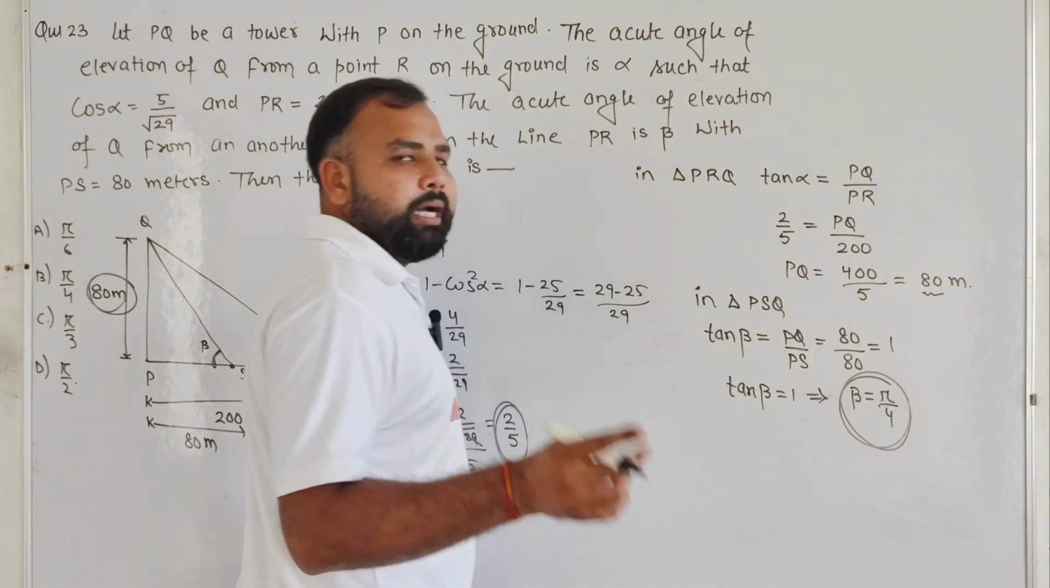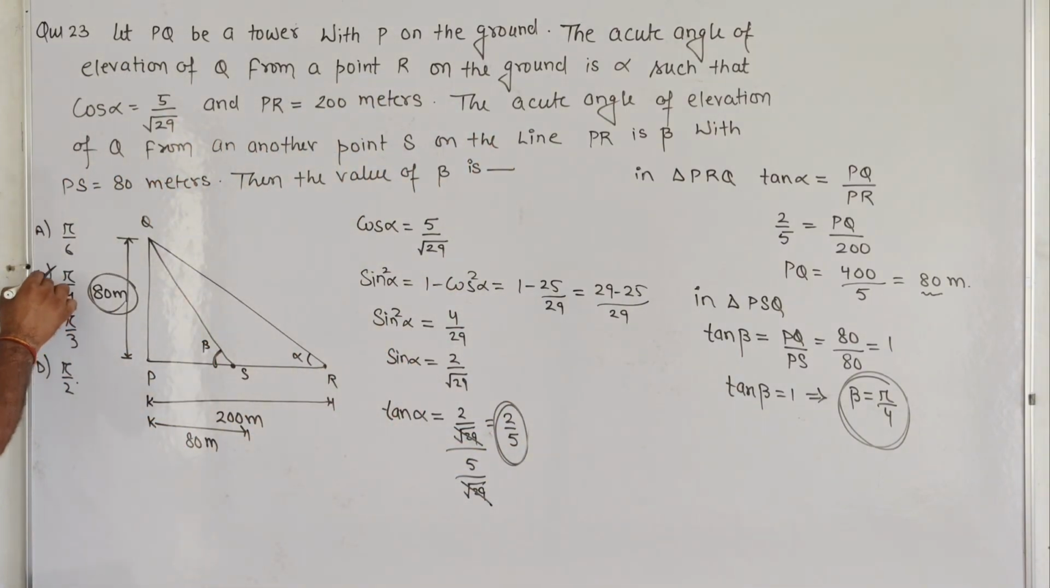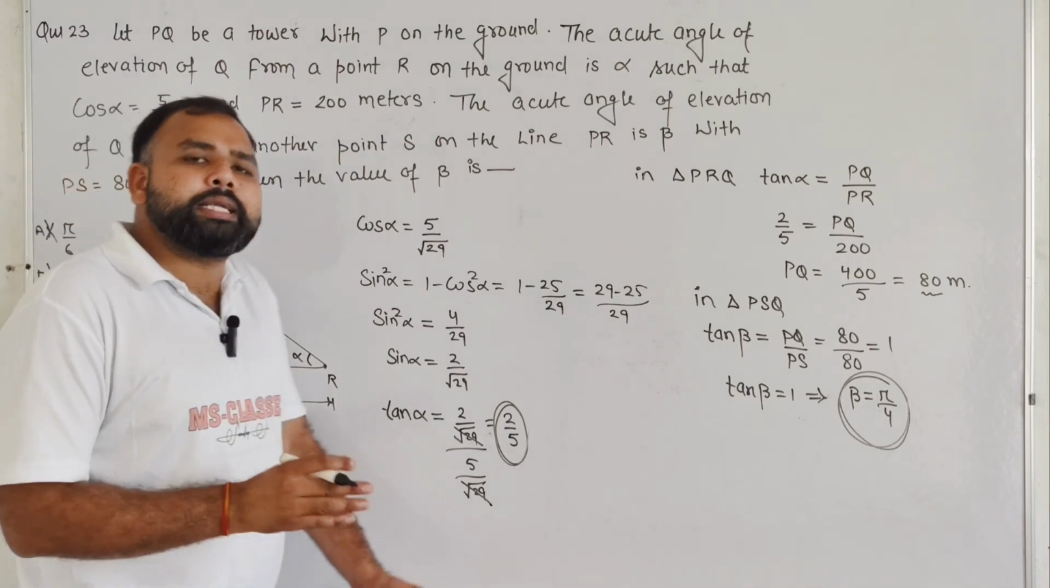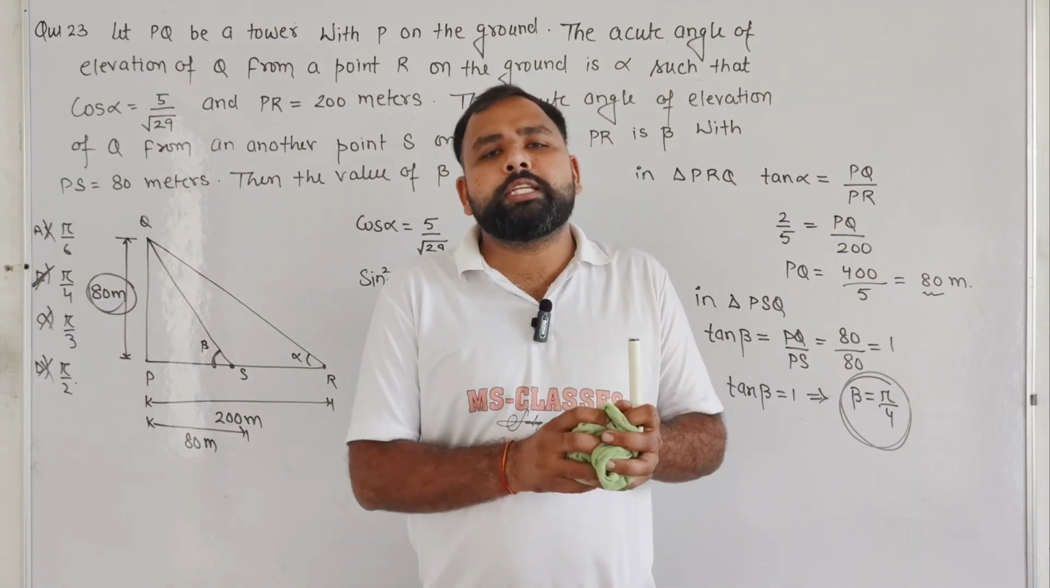What is the value of beta? Student, basically it is pi by 4. So option B is correct. Remaining options are incorrect. It is a simple 10th standard question. Okay, student. So question 23 is over.